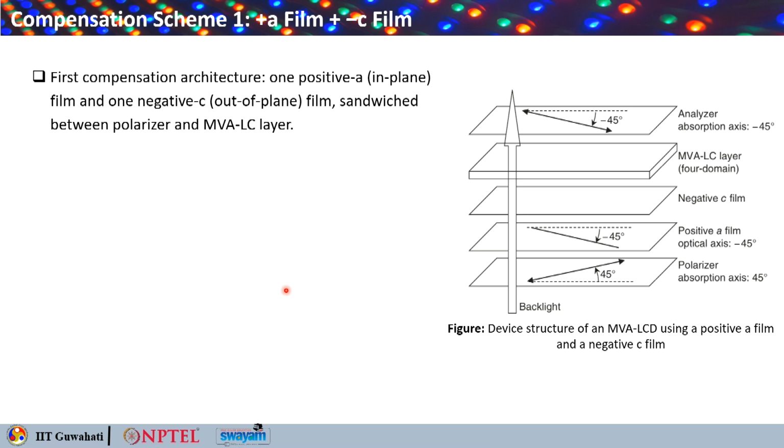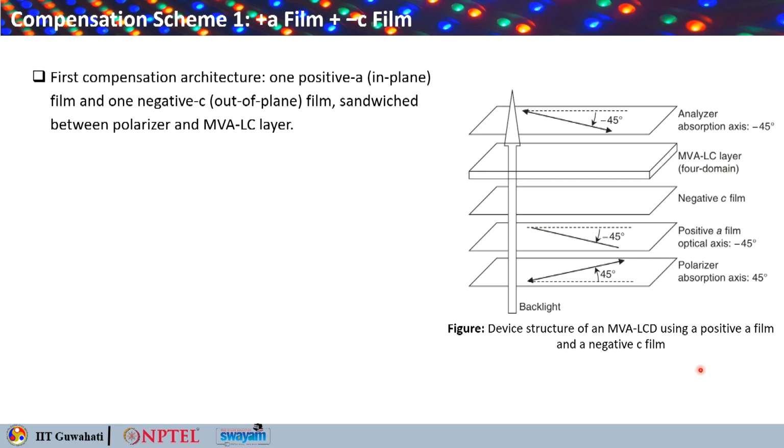So let's see the compensation film designs. The first one is a positive A and a negative C film. How it works, you can see here. This is the first and the simplest wide-view compensation architecture for multi-domain vertical alignment, where one positive A film plus one negative C film is used. You can see this particular figure.